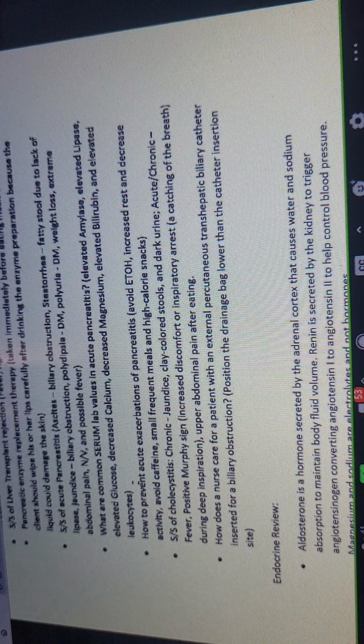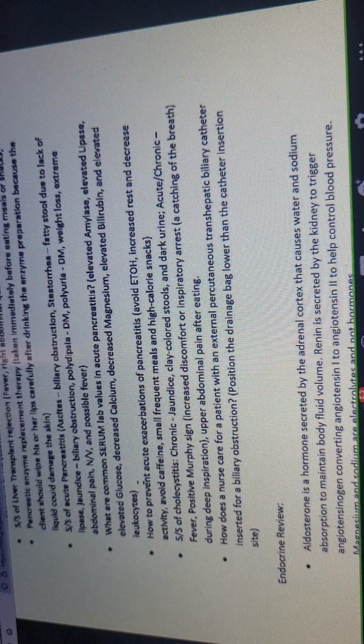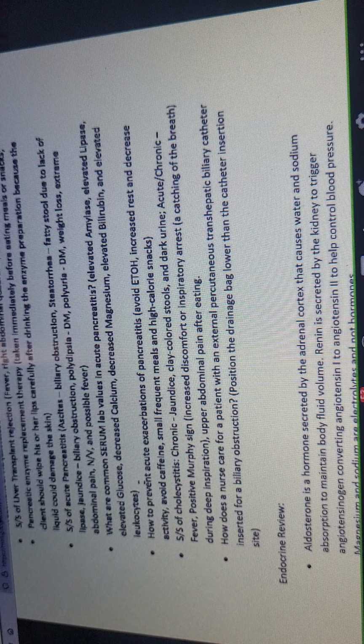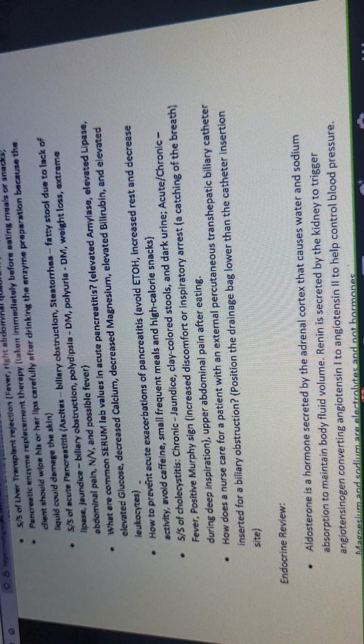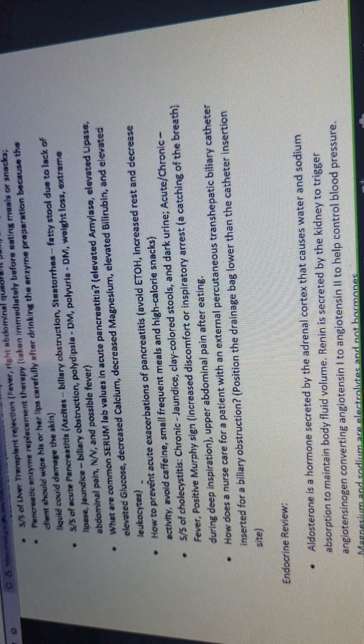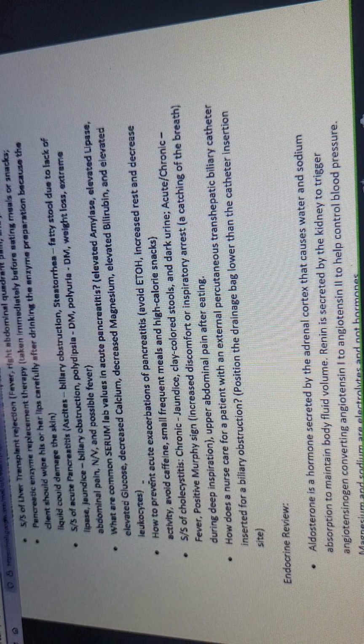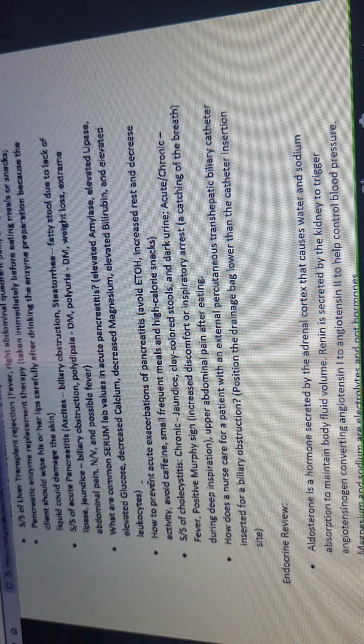So how to prevent some acute exacerbations of pancreatitis? So what's your teaching going to be? Well, your teaching is going to include stuff like, hey, you shouldn't be drinking alcohol. You're going to need to increase your rest, like sleeping well, and decrease activity. You need to relax a little bit because it's going to affect you. You want to avoid caffeine, and you're going to encourage small, frequent meals that are high calorie as well.